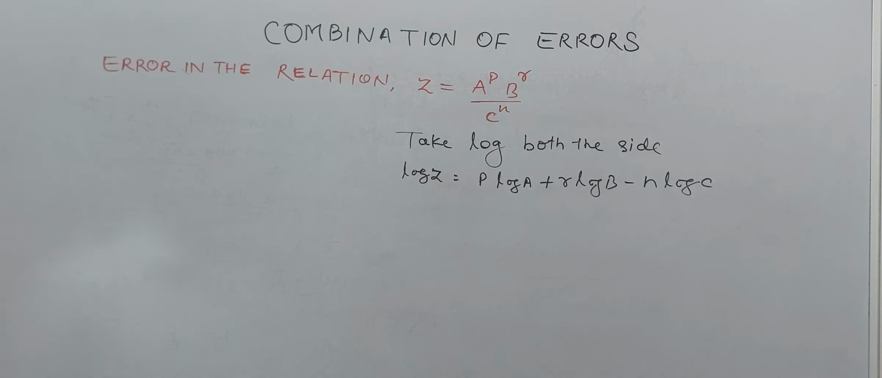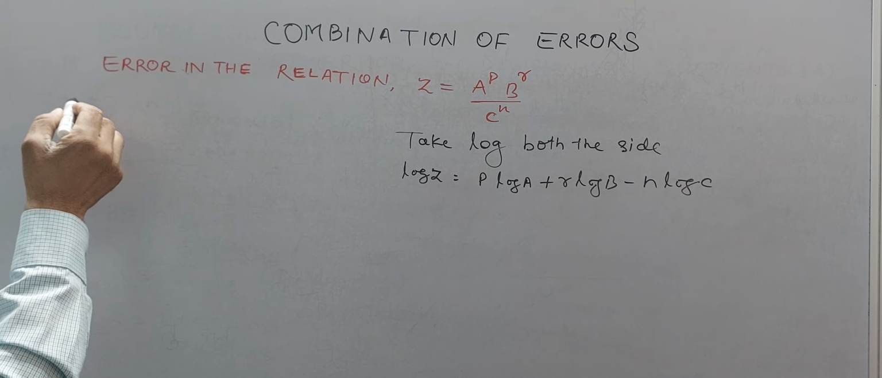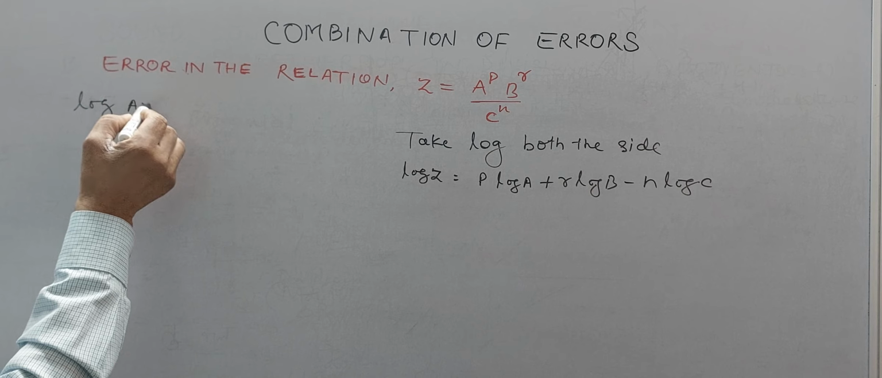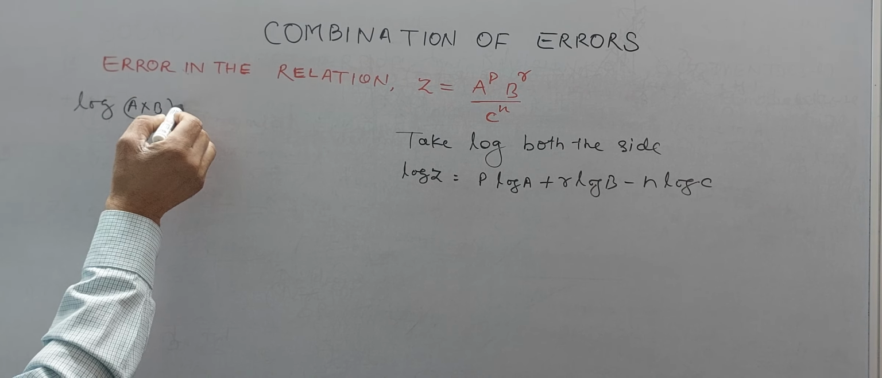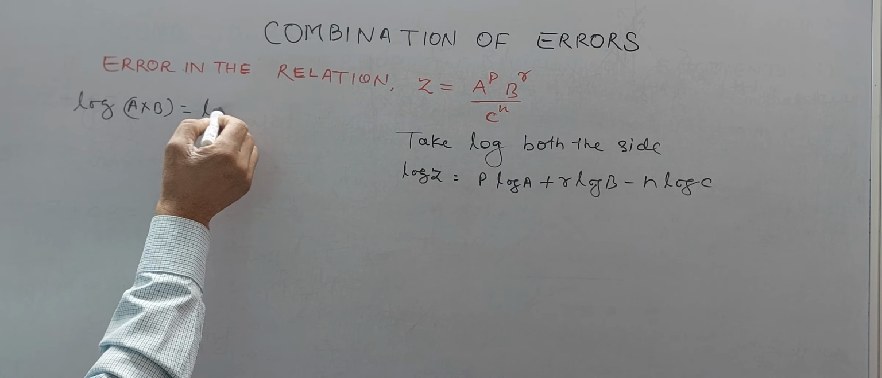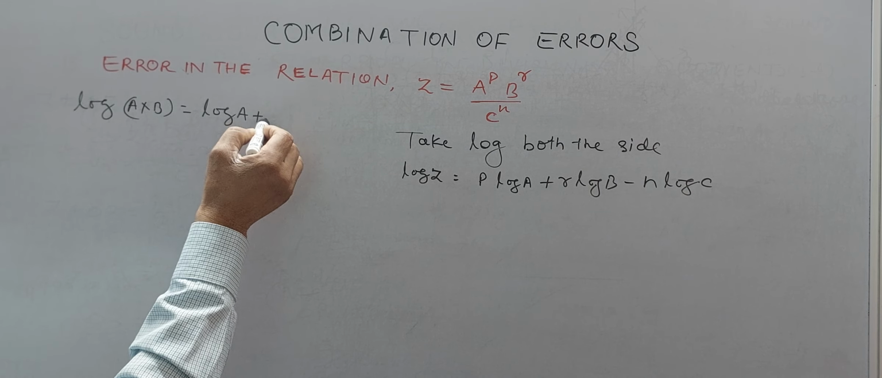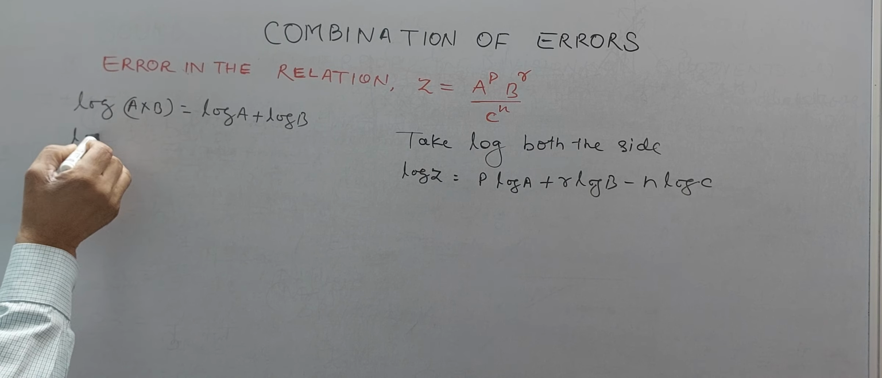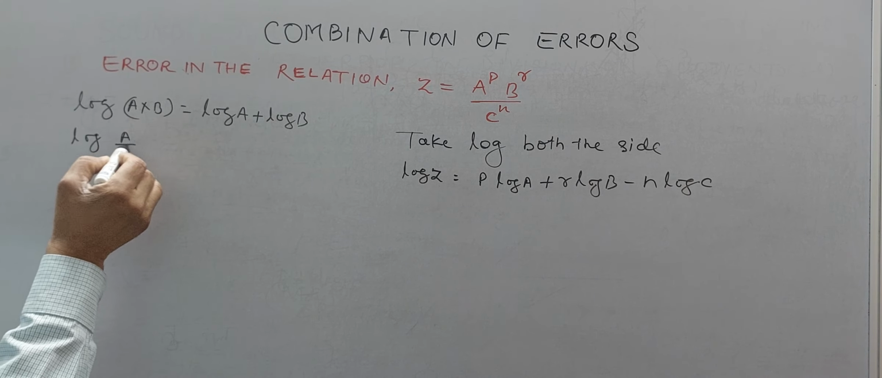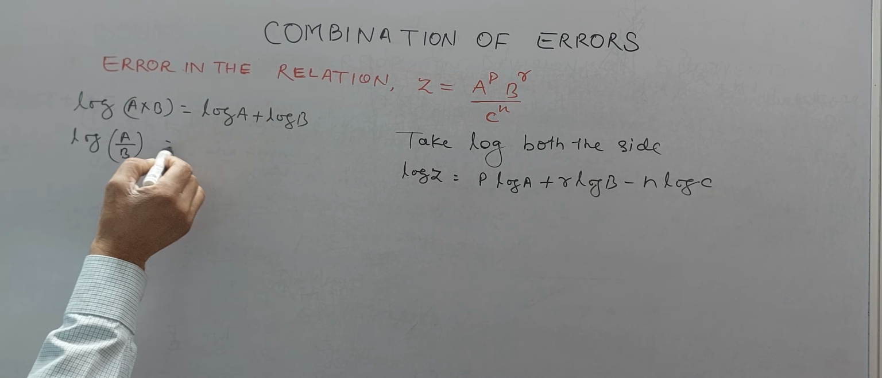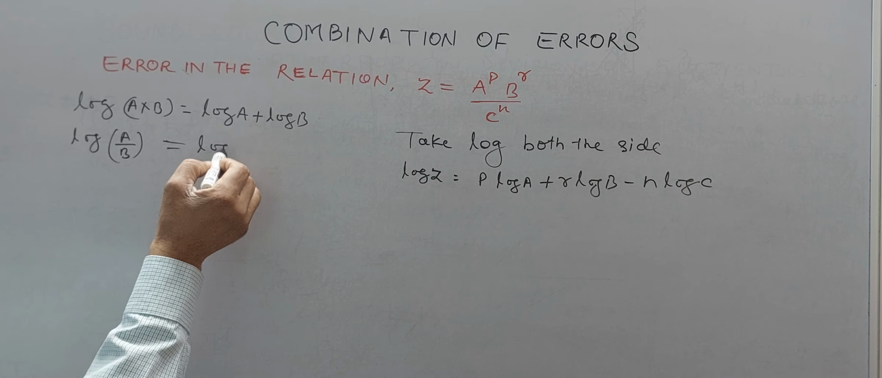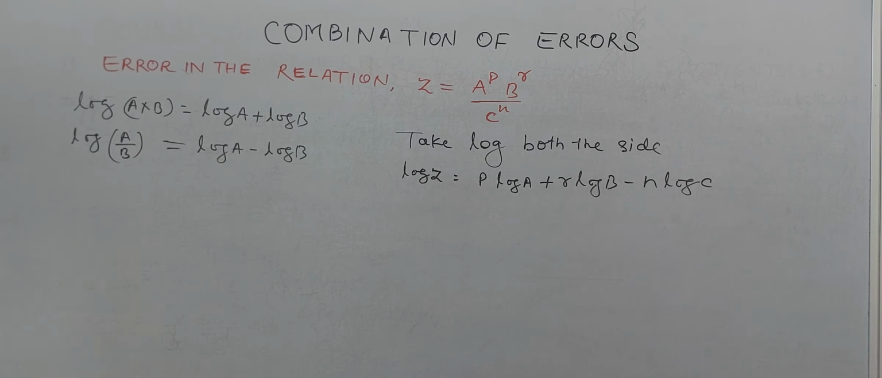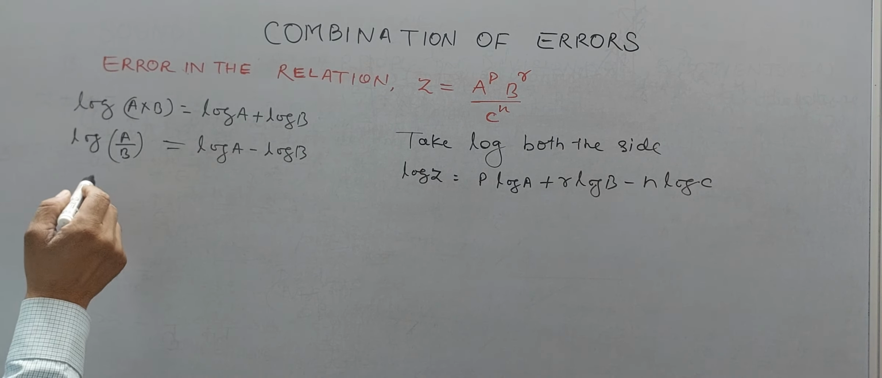I have applied the logarithm formulas here. These are the three formulas. First one: log of a cross b is log a plus log b. Second one: log of a upon b is log a minus log b. And the third one is for the power of a.